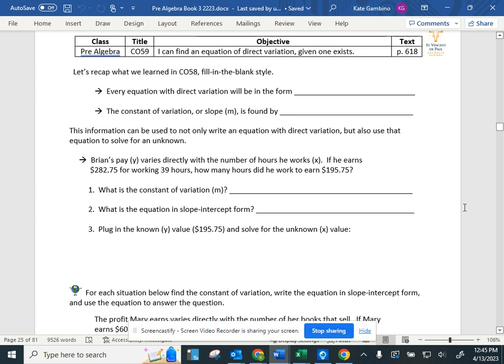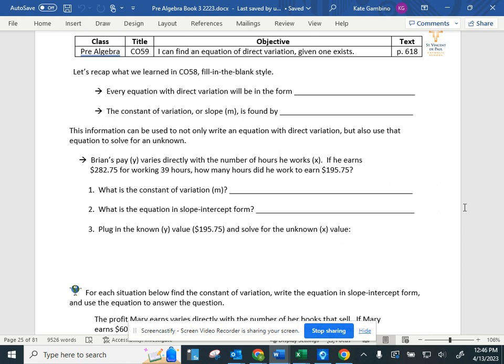Good afternoon. Today we are finishing up our Unit 9. We're going to be doing some more with direct variation that we did with yesterday's objective. So CO59 is just taking it a step farther. CO59: I can find an equation of direct variation given one exists. Just like at the bottom of CO58's homework, we were told, yes, there is a direct variation, so fill in the table.